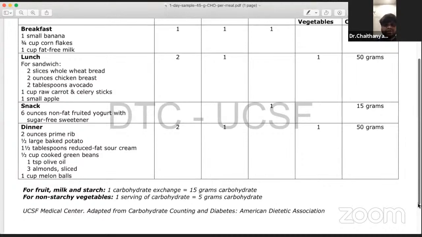If you go for the snack, you have 6 ounces of non-fat fruited yogurt with a sweetener. The serving size is equal to 1 carbohydrate exchange, again giving 15 grams.